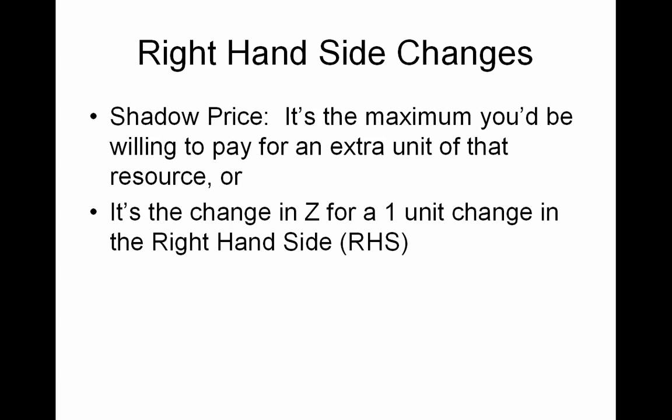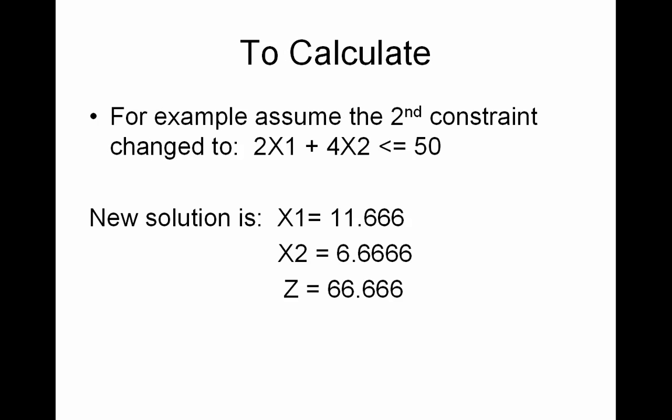Now let's talk about changes to the right-hand side. The shadow price is defined as the maximum you'd be willing to pay for an extra unit of that resource, or it's a change in z for 1 unit change in the right-hand side. Here's an example of how you could calculate it.